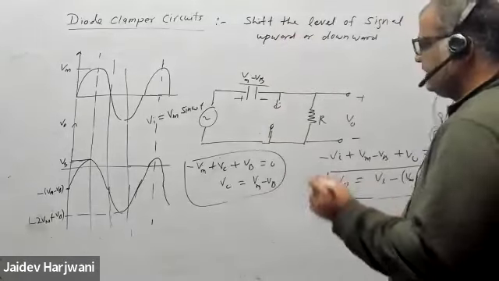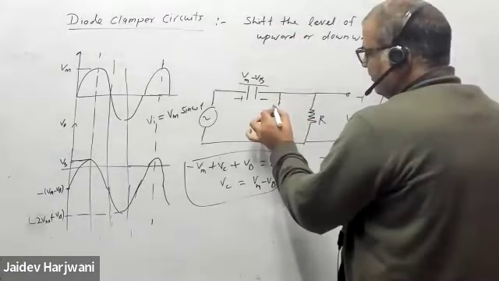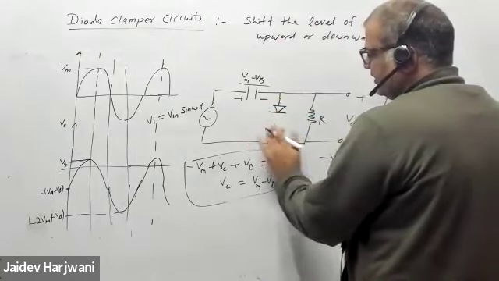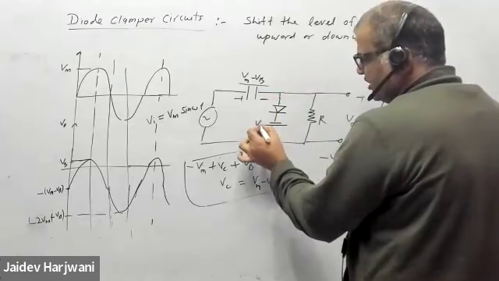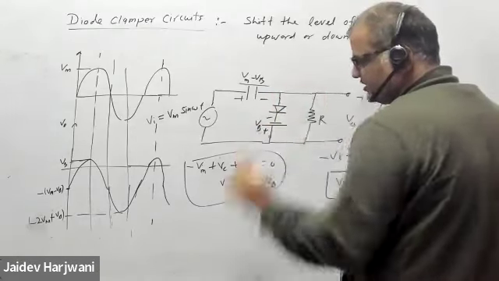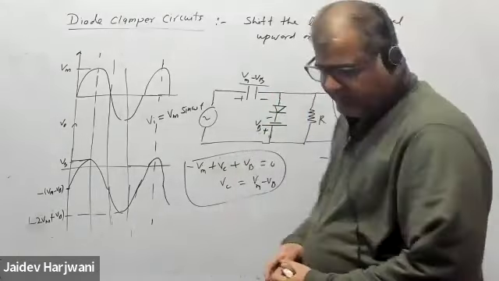Okay. Now let me put one more case here. I am putting the diode here and I am putting the battery here. Now I have changed the battery. Now again this is VB, but I have changed the sign. Okay. Now tell me what will happen.